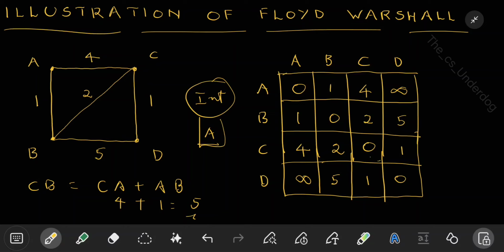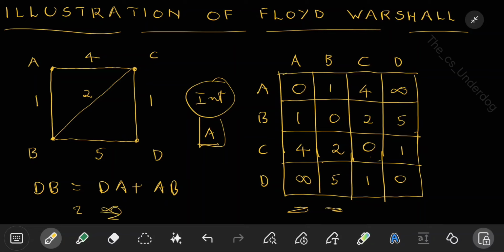What about the next one? CC I'm not updating because it will be 0 only. CD is already 1. Again, I'm not updating because going through CA will only increase it from 1. In order to not take up your time, I'm not updating that. Next is this one, DB. It is 5. Let us check it out. DA plus AA I'm not considering. DB will be DA plus AB. DA is infinity, so the total is going to be infinity. 5 is better than infinity, so I'm not changing it. What about DC?